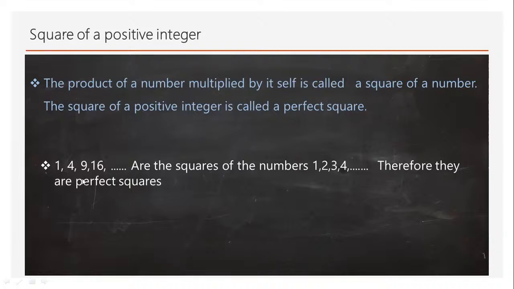Now you can see here, 1, 4, 9, 16 are the squares of the numbers 1, 2, 3, 4. Therefore, they are the perfect squares. We can find the square root of them as whole numbers. These are square numbers 1, 4, 9, 16. Therefore 1, 2, 3, 4 are their roots, and we can write them as perfect square numbers.